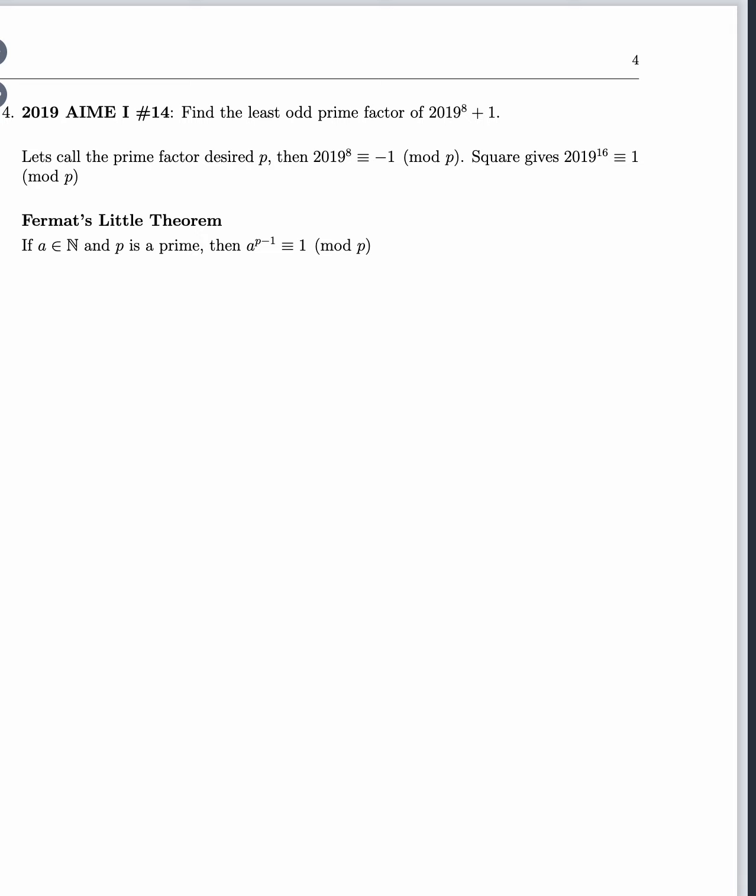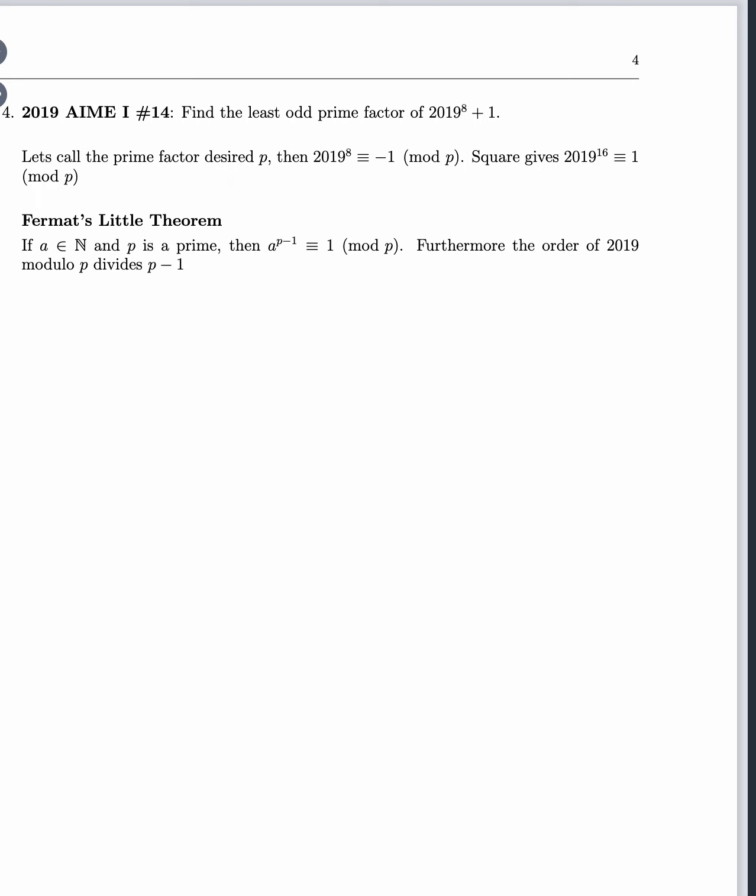If you check, you can know that this is actually true. And how does that even help? So you can see that 2019 to the 16 is equal to 1 mod p, then 16 can be written as either p minus 1 over k or p minus 1. Furthermore, the order of 2019 modulo p divides p minus 1, since p is a prime. So this only works when p is a prime.